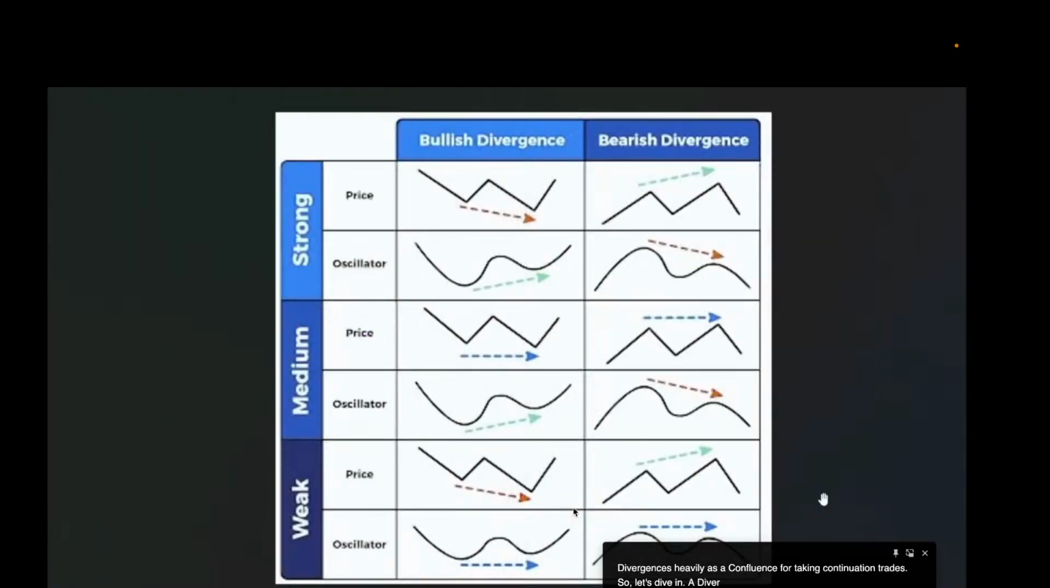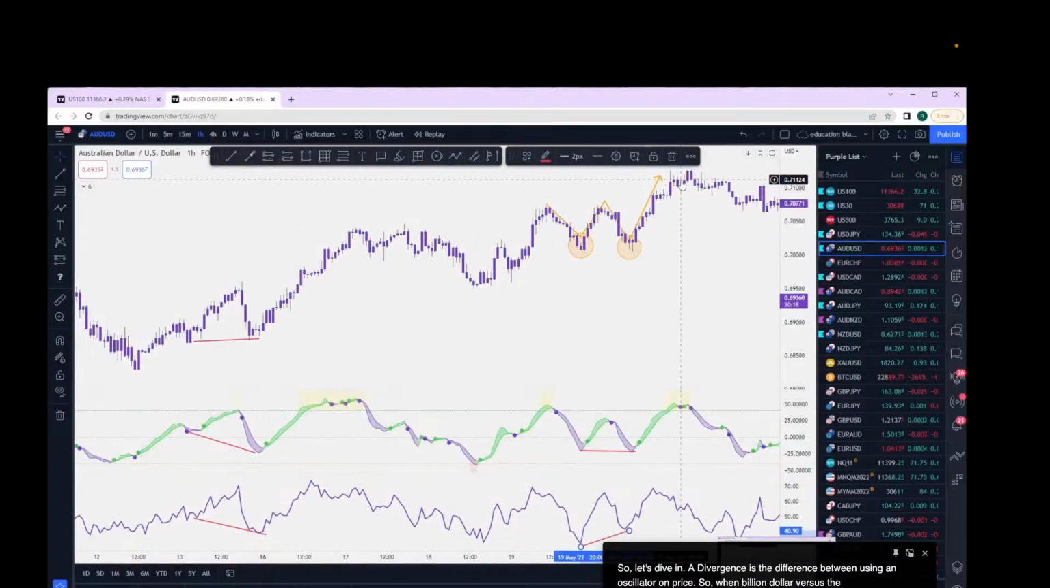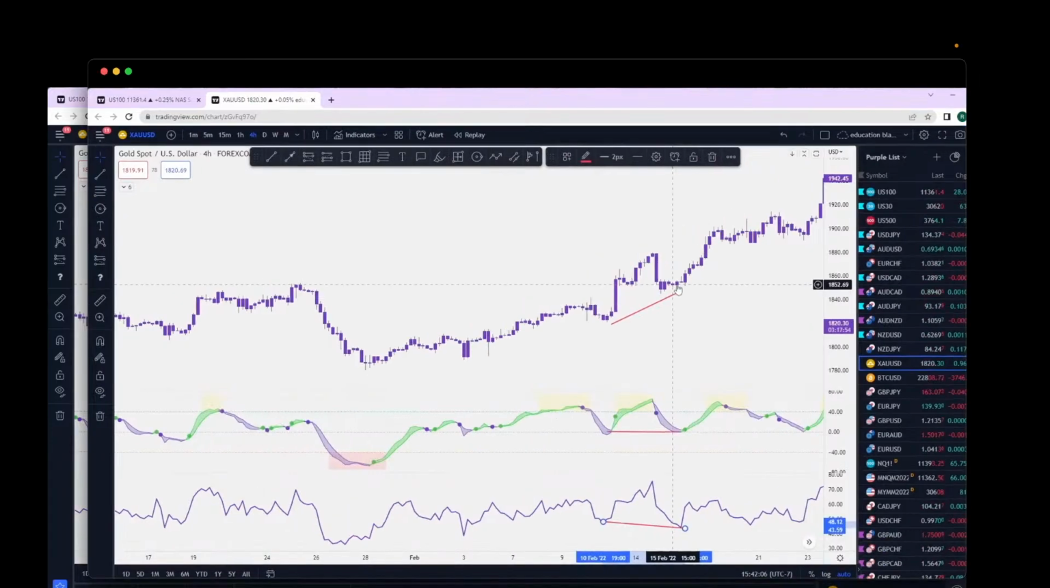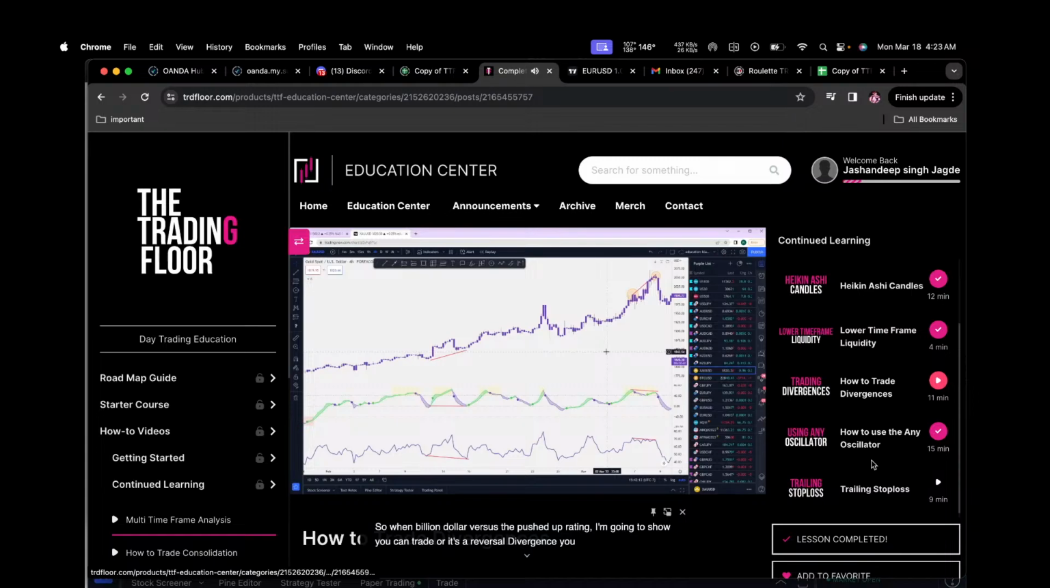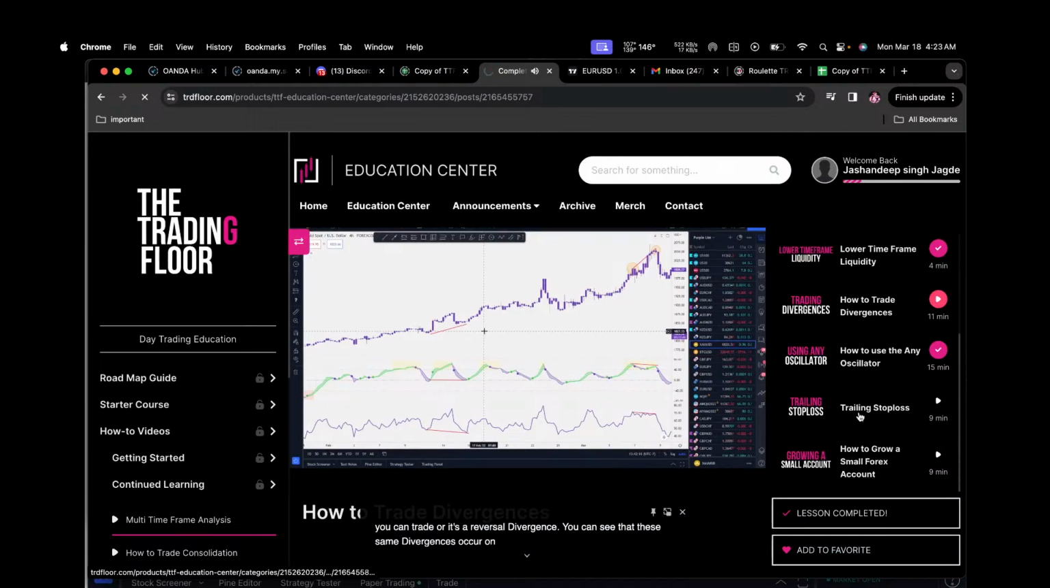A divergence is the difference between using an oscillator and price. It can be a continuation trade, or it's a reversal divergence. You can see that these same divergences occur on multiple different time frames.